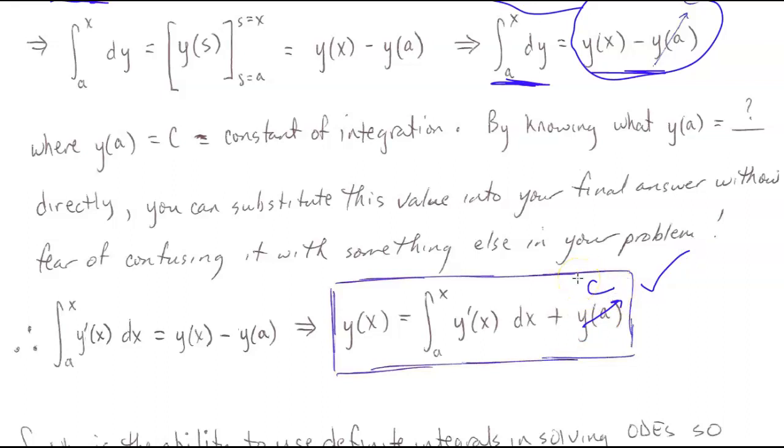Now, why are we going through all of this? Again, this is a nice compact way for us to express what y of x is in terms of the definite integral of its derivative plus some constant. If we're doing an initial value problem, we will know what this constant is.